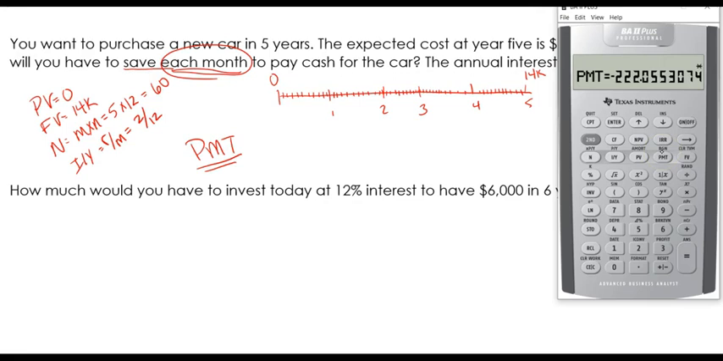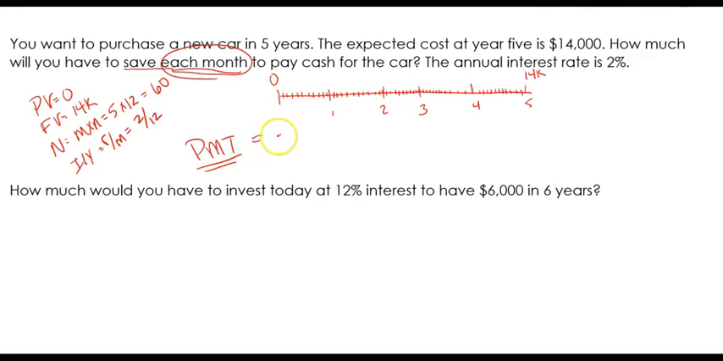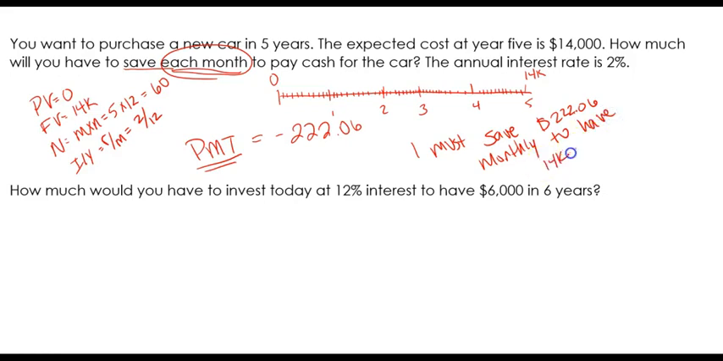If I save $222.06 every month, I will have $14,000 in 5 years, earning 2% on my savings account. So you're going to get negative 222.06. But if we were going to state the answer in words, I would say that I must save $222.06 monthly to have $14,000 in 5 years.